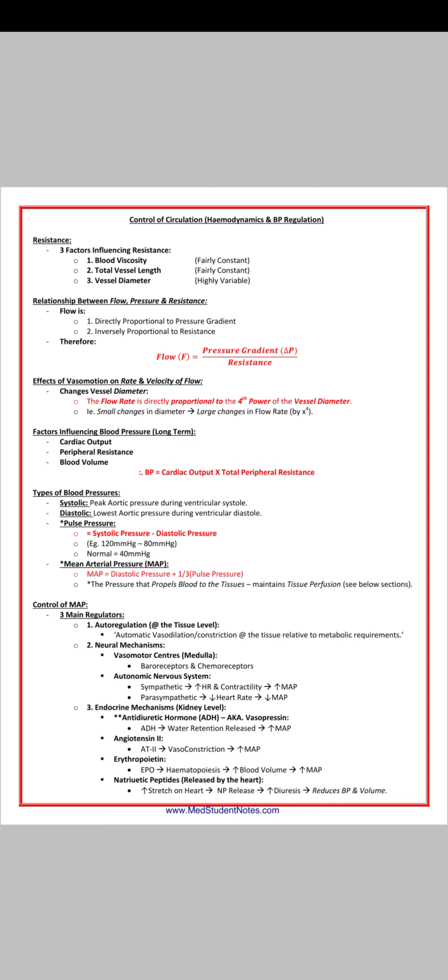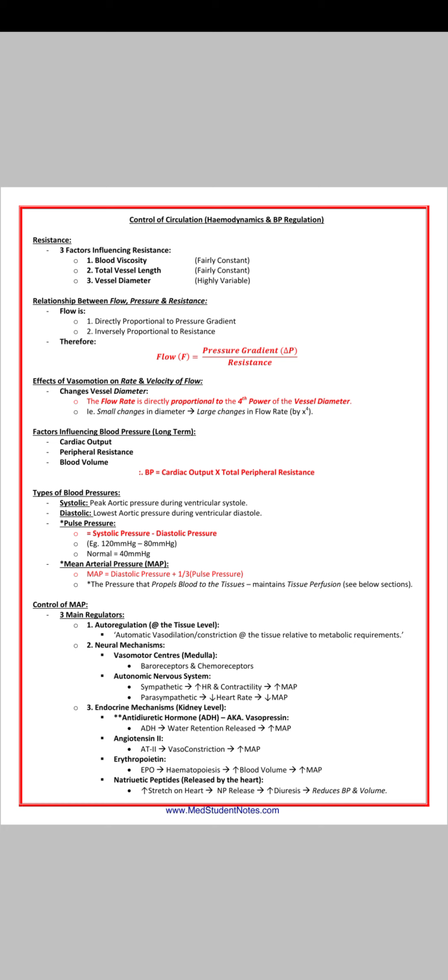So next is the autonomic nervous system. So there are vasomotor centers. Next is the autonomic nervous system, which we studied about. There is parasympathetic and sympathetic. So what does the sympathetic give? It increases the heart rate, it increases the contraction, it increases the MAP value. So the sympathetic system increases the mean arterial pressure by increasing the heart rate and increasing the contraction.